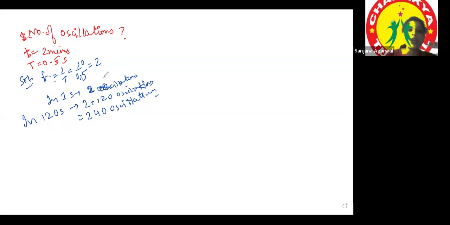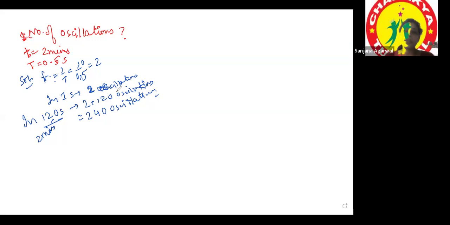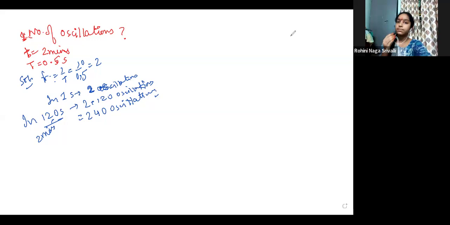So time given was 120 seconds, that is in 2 minutes. In 2 minutes, or you can say in 120 seconds, how many oscillations? 2 into 120, 240 oscillations. Ma'am, I did it like this: I converted 2 minutes into seconds, 120, and then I divided it by 0.5. This is what we are doing here. Do you find any difference in the way you have done and I have done? I think it's the same. Okay, ma'am.